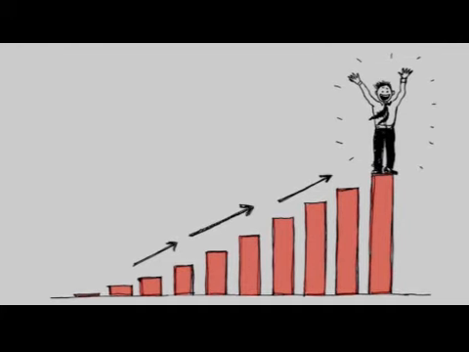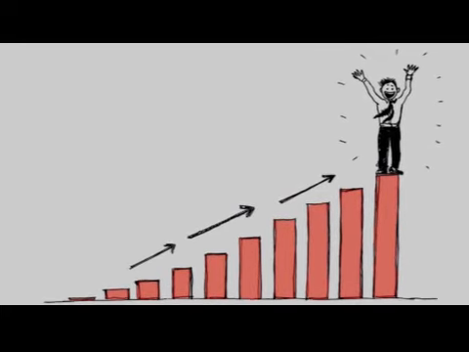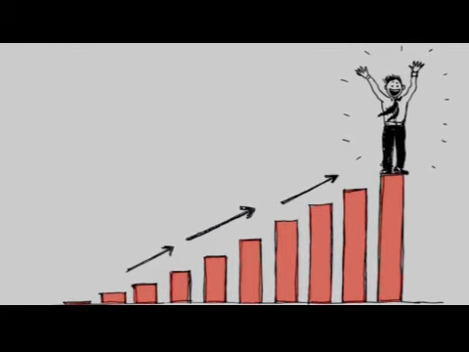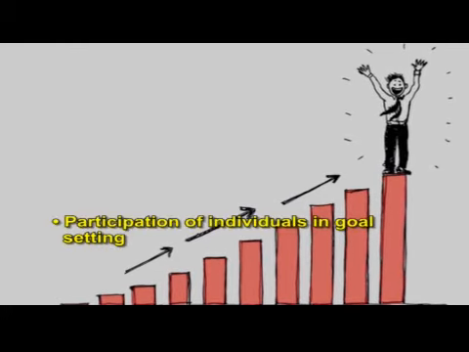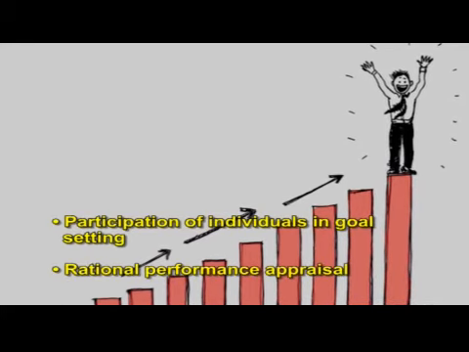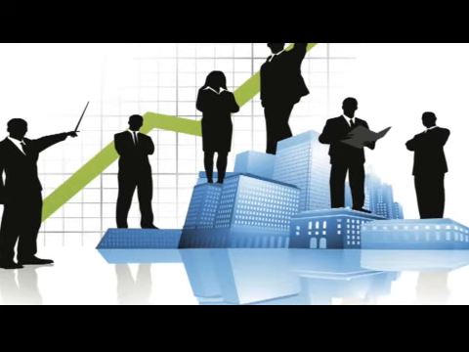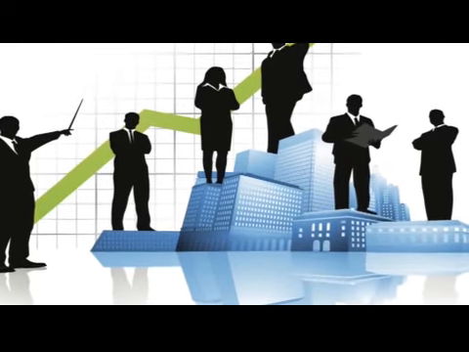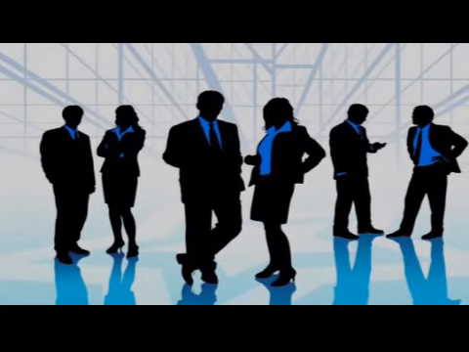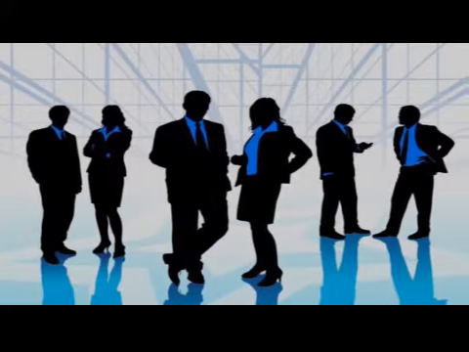Provides maximum personal satisfaction. MBO provides maximum opportunity for personal satisfaction. It is possible due to two closely related phenomena: 1. Participation of individuals in goal setting. 2. Rational performance appraisal. People are involved in goal setting and it is a source of inspiration to them. MBO provides guidelines for appraising performance. Therefore, there is no room for any partiality.